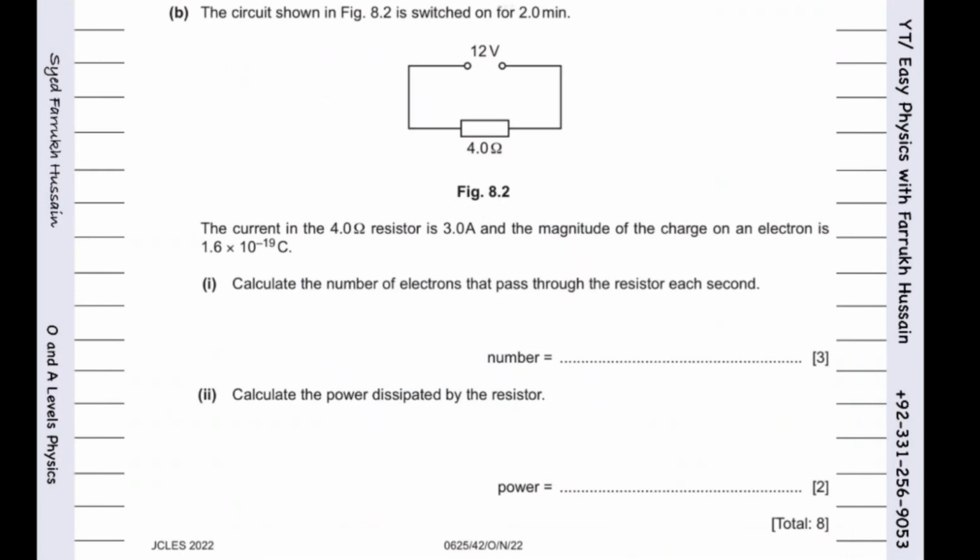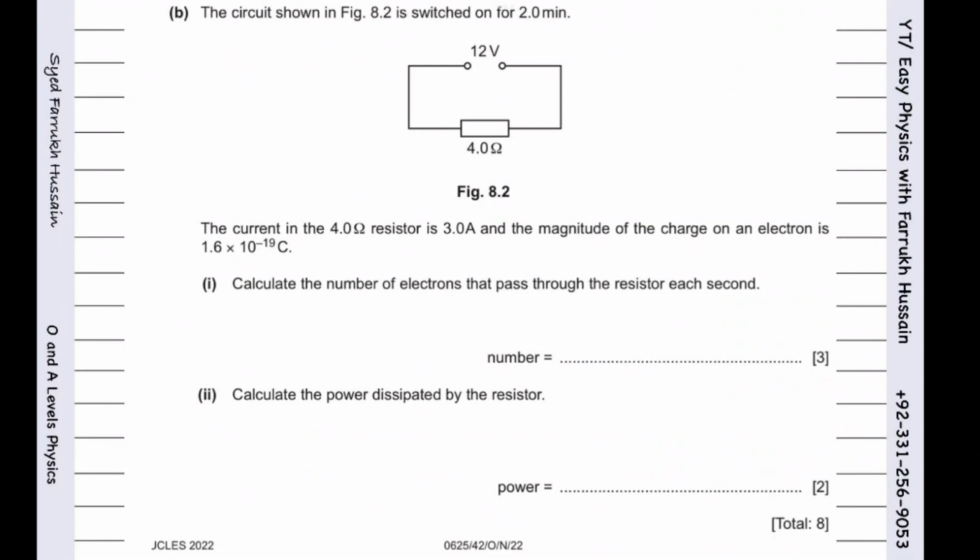The circuit shown in figure 8.2 is switched on for 2 minutes. The current in the 4.0 ohm resistor is 4.0 amps, the current in the 3.0 ohm resistor is 3.0 amps, and the magnitude of the charge on an electron is 1.6 times 10 to the power of negative 19. Calculate the number of electrons that pass through the resistor each second.